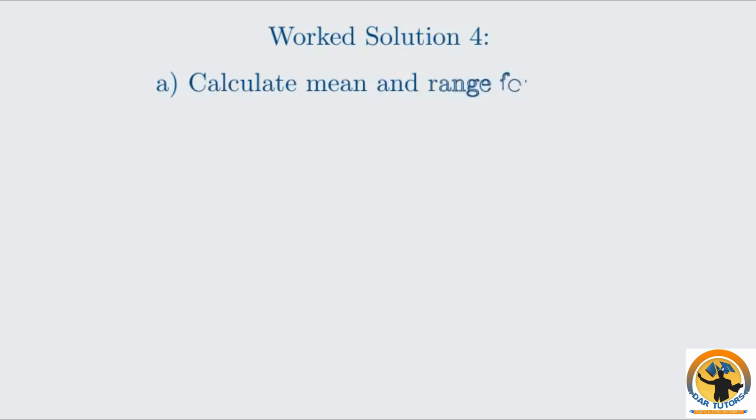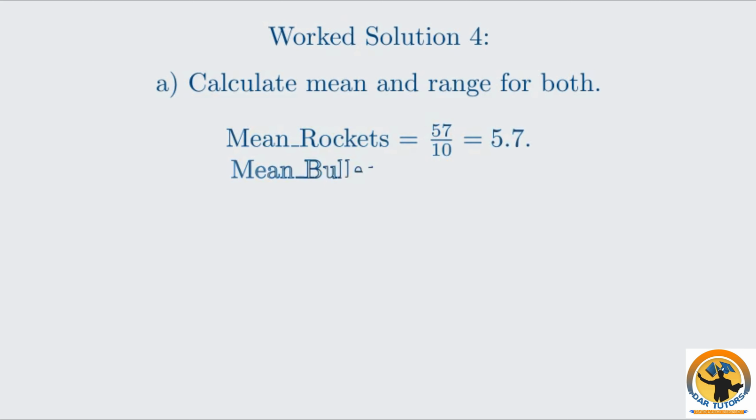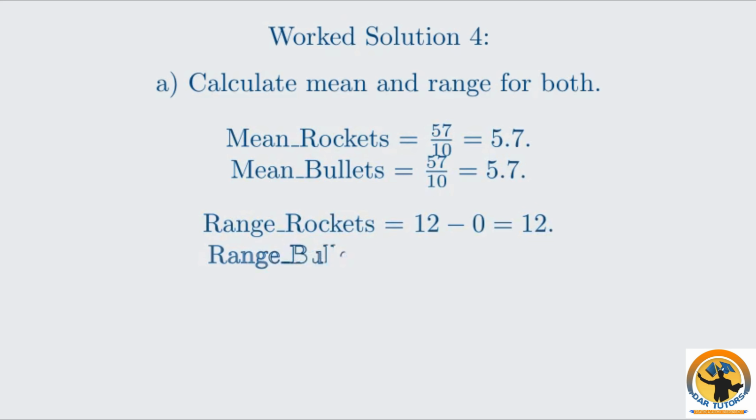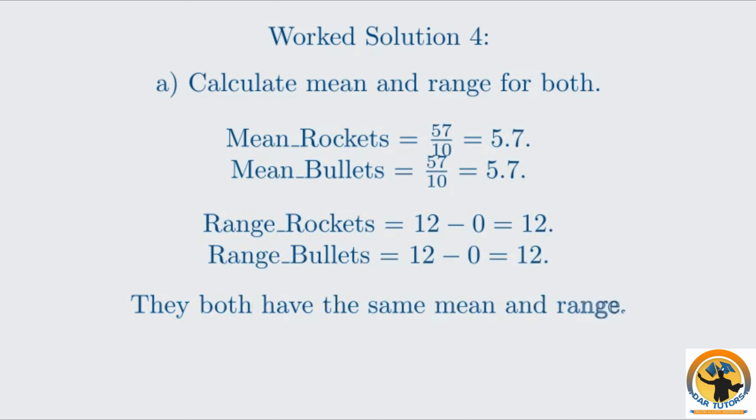Here is the solution. First, let's confirm the means and ranges are the same. Both datasets sum to 57 and have 10 values, so their mean is 5.7 runs. Both have a minimum of 0 and a maximum of 12, so their range is 12 runs. They both have the same mean and range.